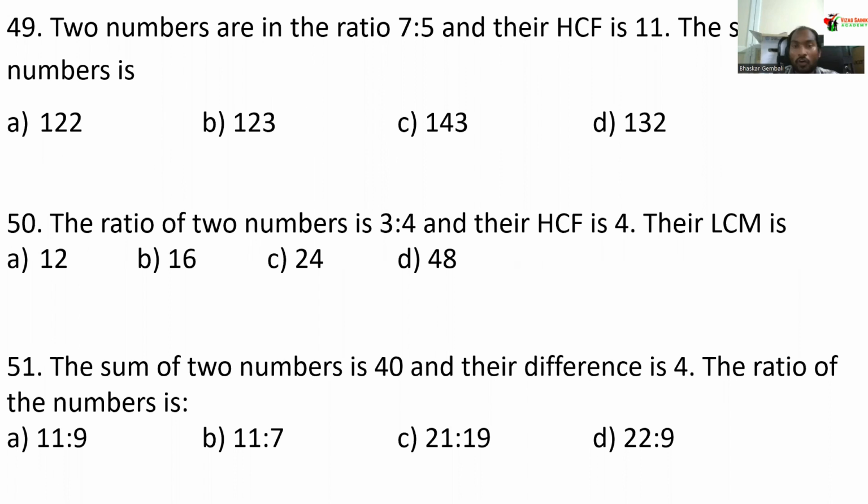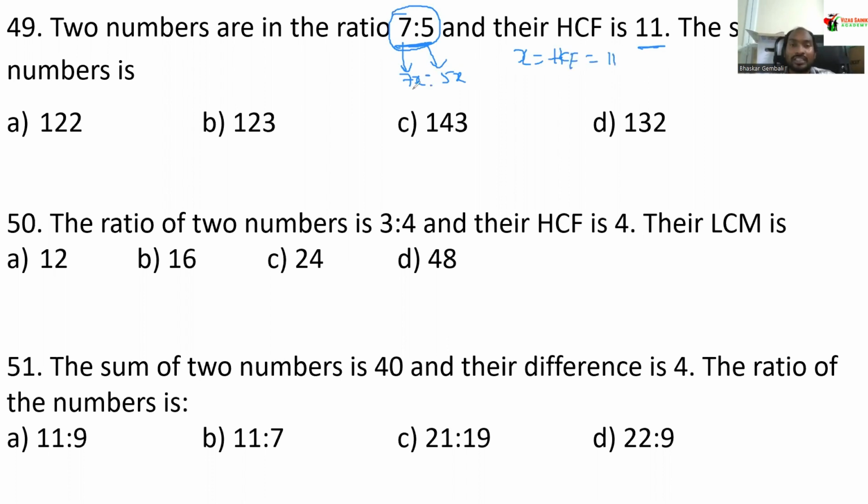Question number 49. Two numbers are in the ratio of 7:5, and their HCF is 11. Basically 7 and 5 are co-prime because they don't have any common part. But the ratio 7:5 means one is 7x and the other is 5x. What is common in both? x. So x is the HCF, that is 11.